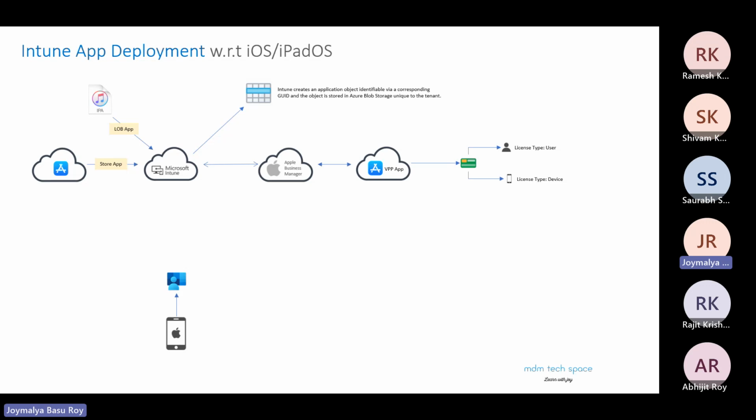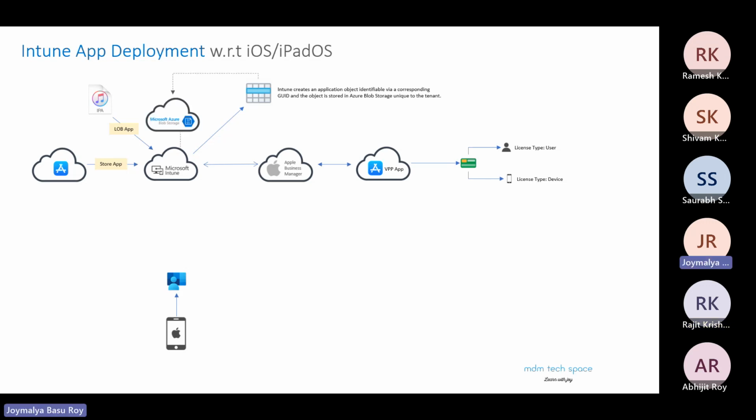Now, if it is a store app or a VPP application, the GUID only contains a pointer or a link to that particular service. It does not contain the actual application data itself. But if it is a LOB app, then the IPA file that we upload to Intune is stored in that Azure Blob Storage. So in that instance, Intune is actually storing the application in the Azure Blob Storage, right? Yes.